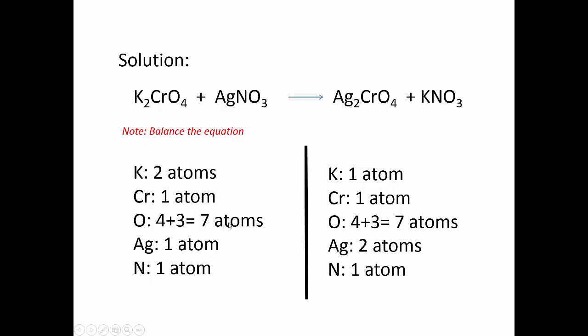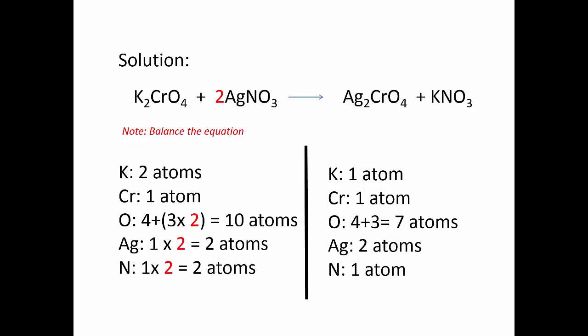Now, in this case, you notice that silver for both sides are not equal. So, we must place a coefficient of 2 here in silver nitrate, and silver will become 1 times 2, which is equal to 2 atoms. Nitrogen will become 1 times 2, which is equal to 2 atoms. Oxygen, 3 times 2 is 6, plus 4, we have 10 atoms. Notice again that our silver is now balanced, but oxygen now isn't equal for both sides.